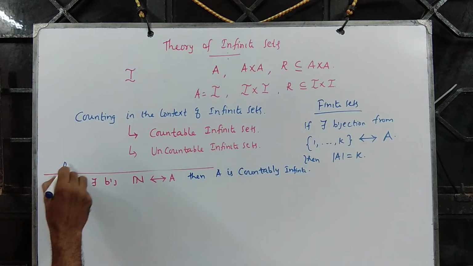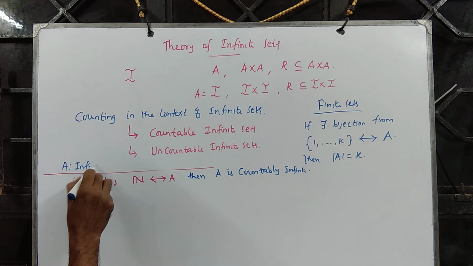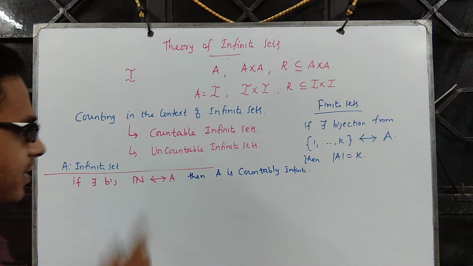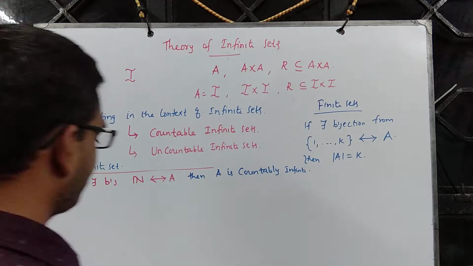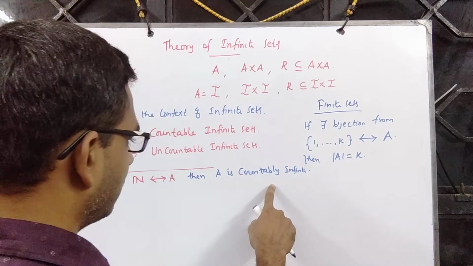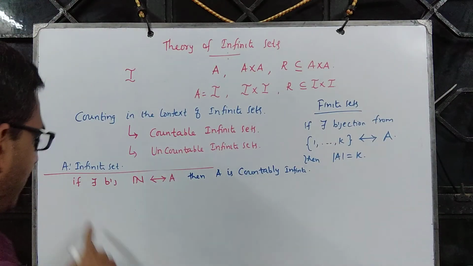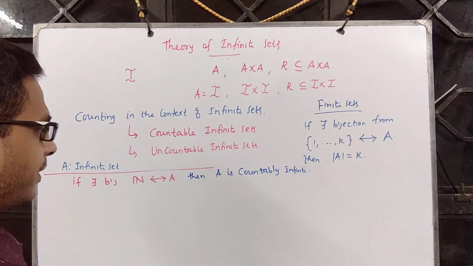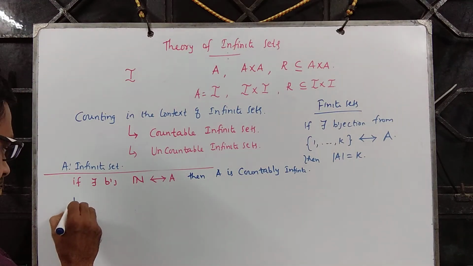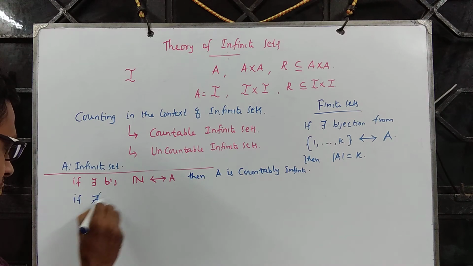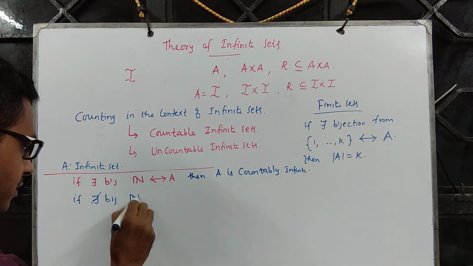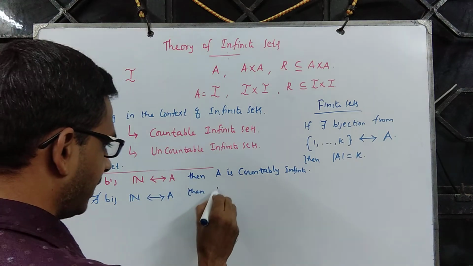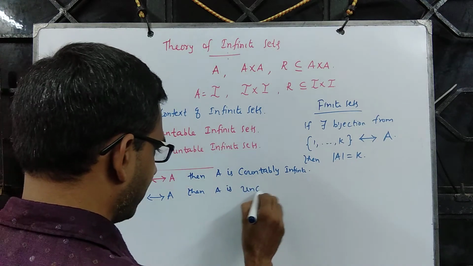So let's assume A is an infinite set. We want to know, does this set have any special property? We say it can be counted, or we say it is countably infinite when you get to see a bijection from N to A. And if there does not exist a bijection from N to A, then A is uncountable.